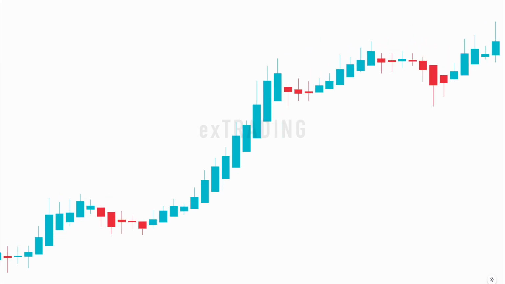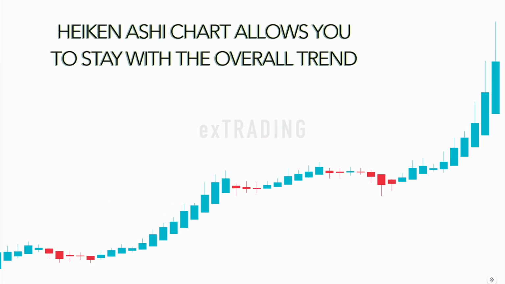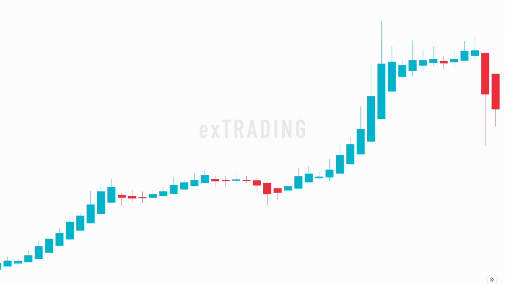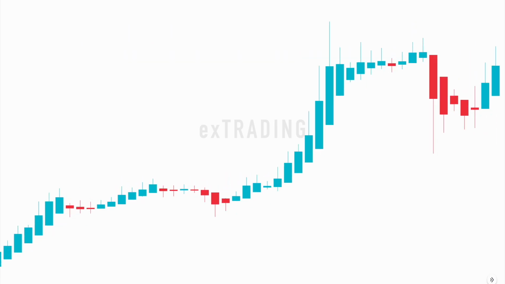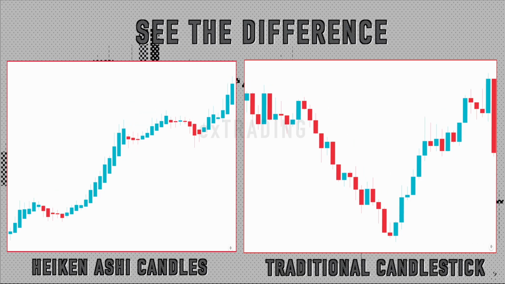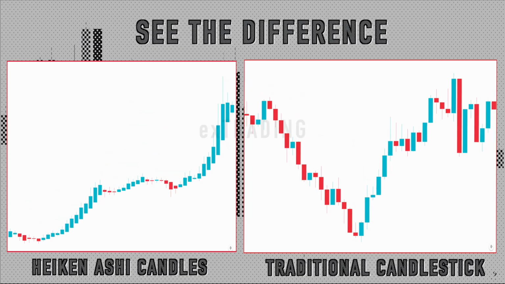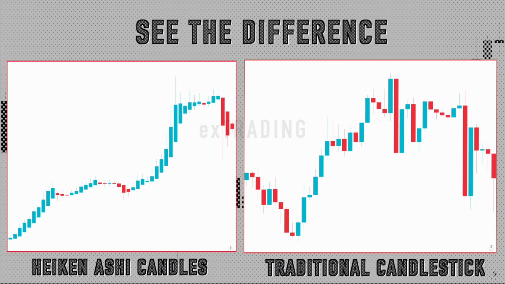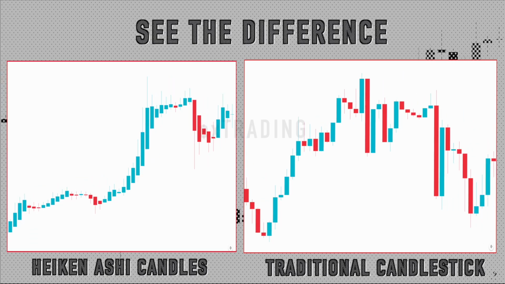Heikin Ashi candlestick chart allows you to stay with the overall trend, by allowing you to avoid the noise or the minor fluctuations of price that is prevalent in a standard candlestick chart. The general idea behind the Heikin Ashi bars is that they smooth the price action. As a result, much of the noise shown in traditional Japanese candlesticks is eliminated with Heikin Ashi charting.